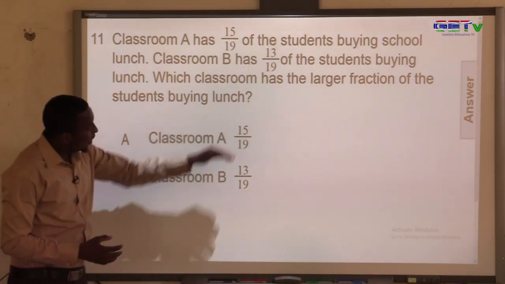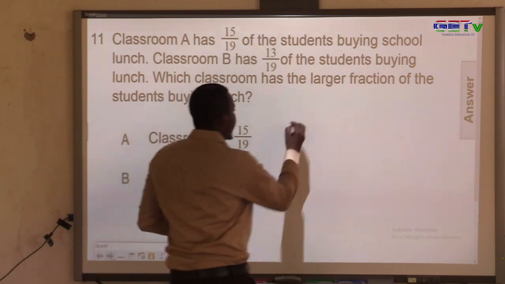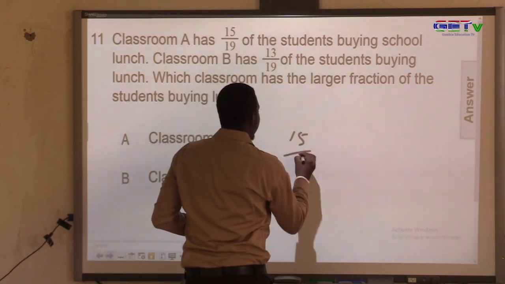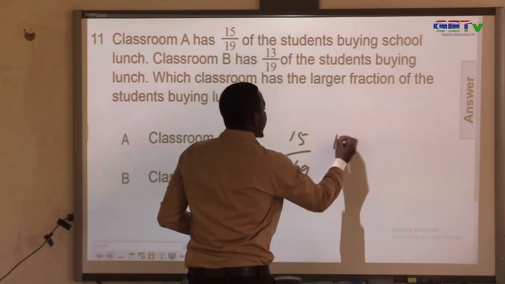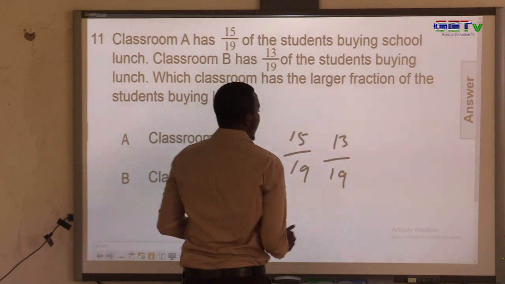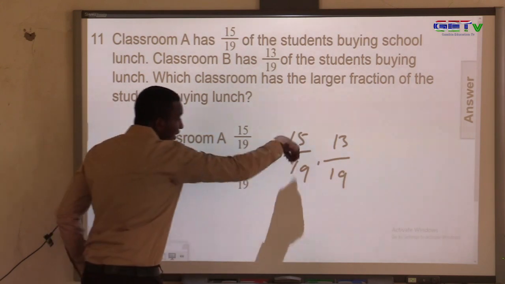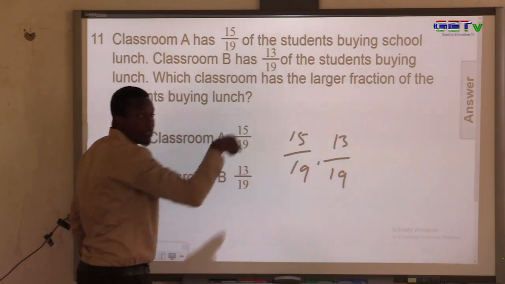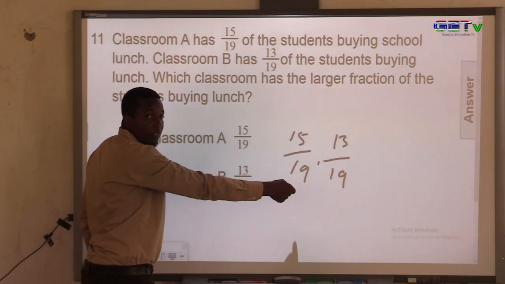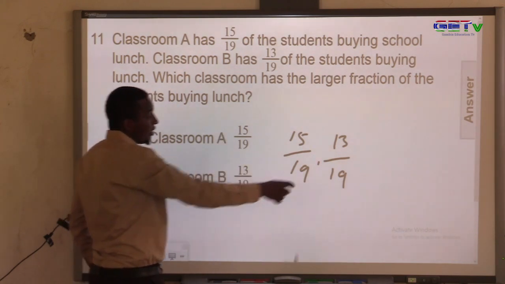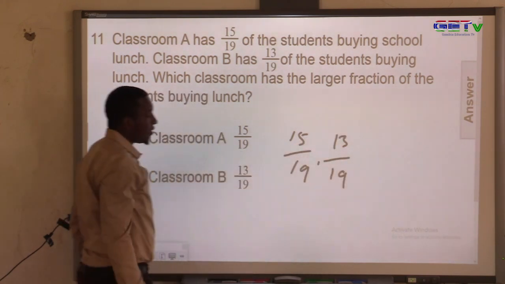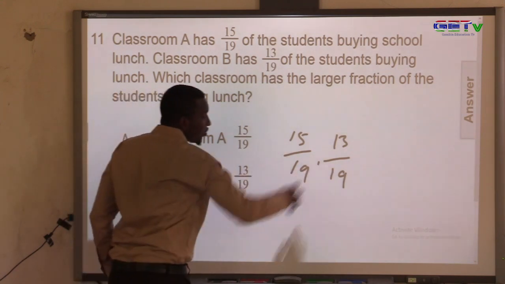So let's look at the two fractions. The two fractions that we have are 15 out of the 19, and 13 out of the 19. Both classes have the same number of students. But in class A, 15 students buy lunch at school out of the 19 students. And in classroom B, 13 students buy the lunch at school out of the 19 students.